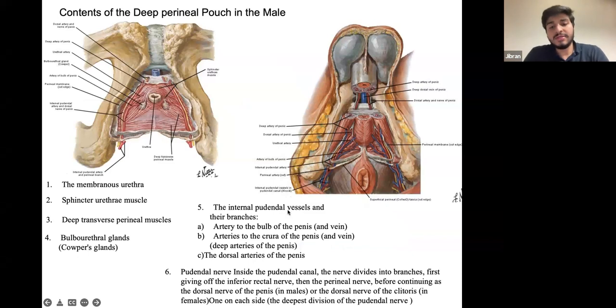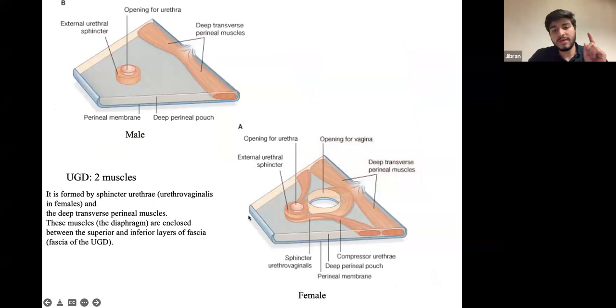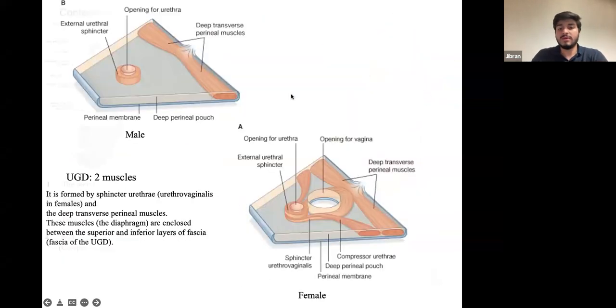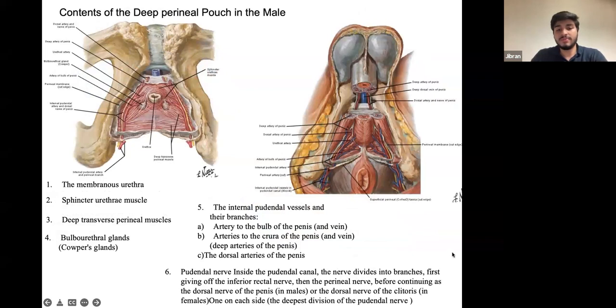There's also the internal pudendal vessels, so the artery to the bulb of the penis and the vein, arteries to the crura, and so on. If you recall the arteries and the veins that I mentioned that pass anteriorly to these ones, they're talking about these ones here. Also, you have the pudendal nerve and the pudendal canal, which is Alcock's canal, which we're going to discuss in more detail in a bit.